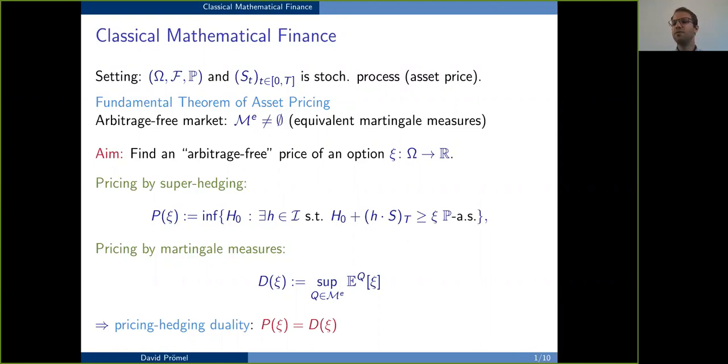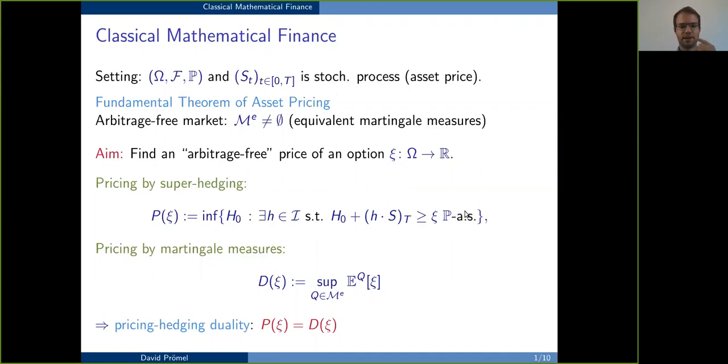One of the fundamental questions in mathematical finance is to find arbitrage-free prices of options. So options here are just random variables. And there are many approaches to this problem, and two main ones are presented here. The one is pricing by superhedging, which is just finding the minimal initial capital I need to invest or trade in the market so that my terminal wealth is higher than the option.